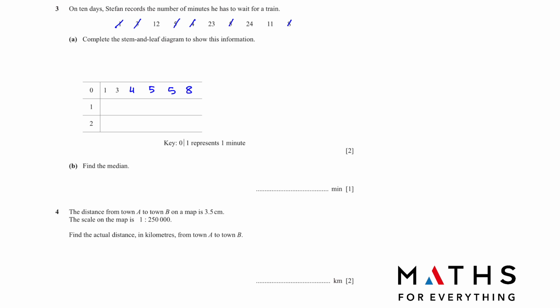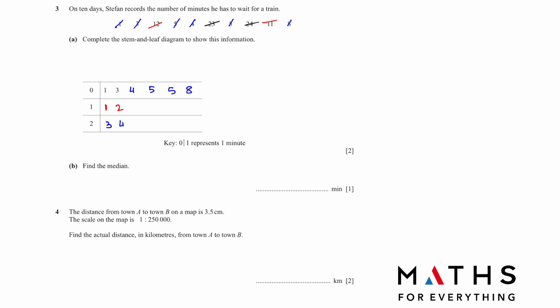Next, we got 12 and 11. So 1 is already before, and 2. And then what do we have? 23 and 24. So 3 here and 4 here. Always count the number of digits. These are 10 digits, and now count these digits. 6, 7, 8, 9, 10. Okay, very good. We didn't miss anything.